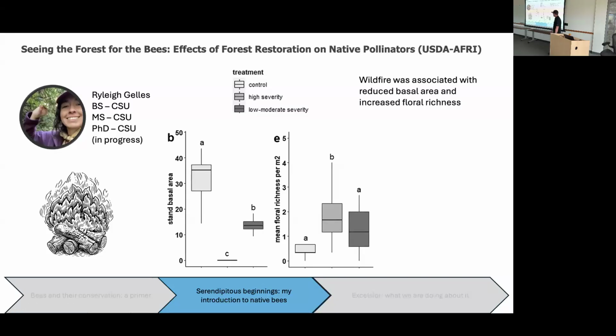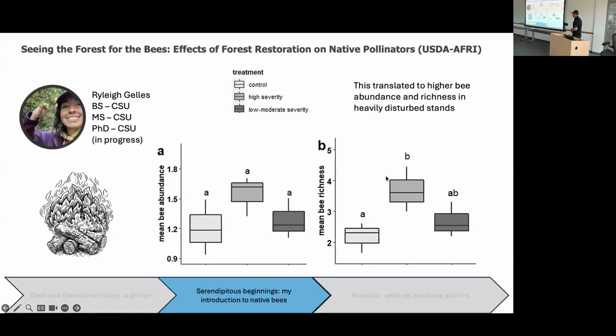And unsurprisingly, when you have a wildfire that's really severe, that results in forest basal area going to near zero. And in more intermediate disturbances, there's a significant reduction as compared to a control stand that hadn't had any wildfire disturbance. And then you see a corresponding increase in the floral resources in those heavily burned habitats. So cool, as one would expect.